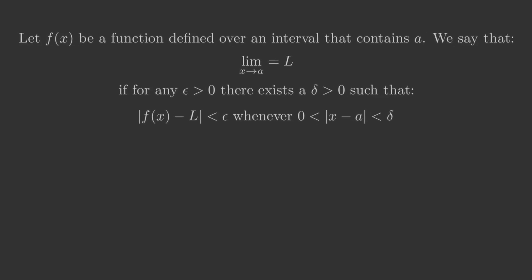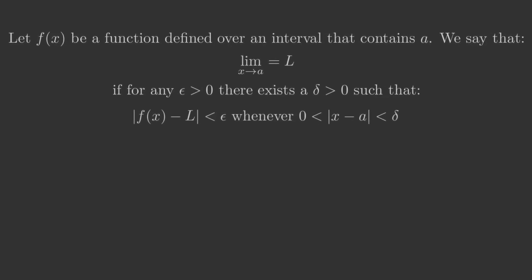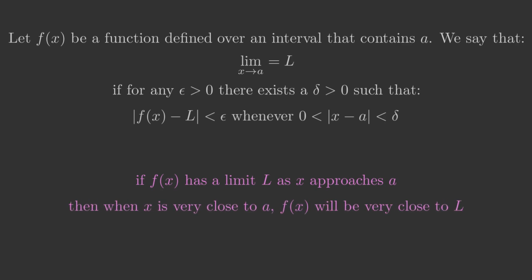We are going to look at the limit of this function next. As a reminder, here is the formal definition of a limit. For a function f of x, we say that the limit of f of x as x approaches a is L if for any epsilon greater than 0, there exists a delta greater than 0, such that modulus of f of x minus L is less than epsilon, whenever the modulus of x minus a is greater than 0 and less than delta. We can express this informally in a slightly simpler way. If f of x has a limit L as x approaches a, then it must be the case that when x is very close to a, f of x will be very close to L. If that statement is not true, then f of x does not have a limit as x approaches a.